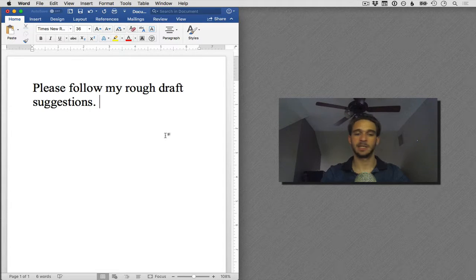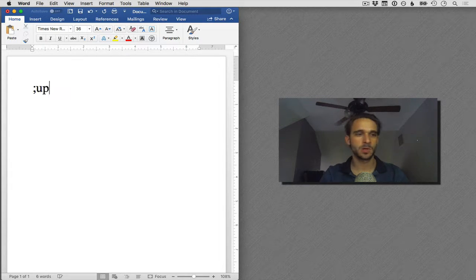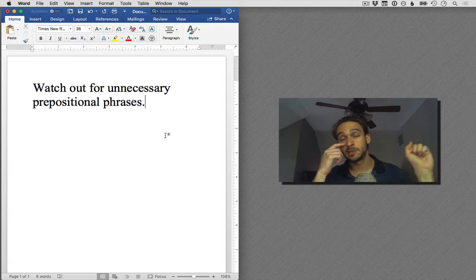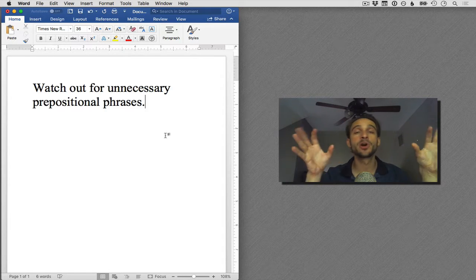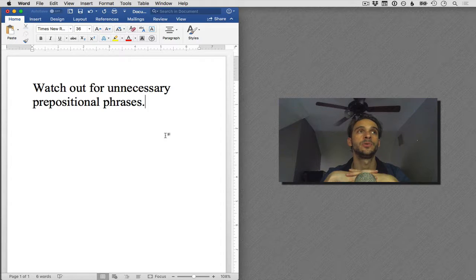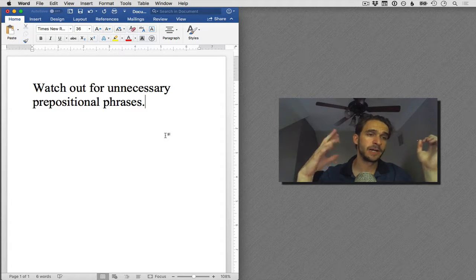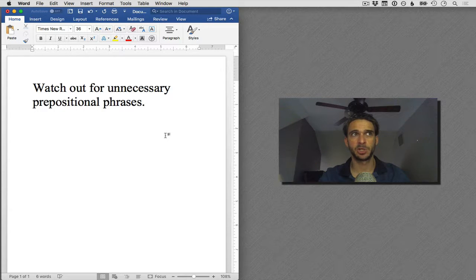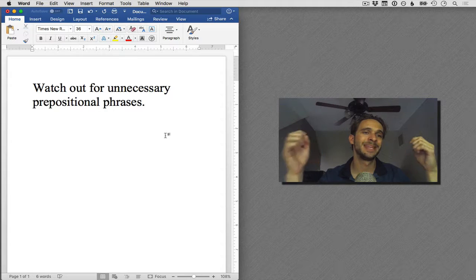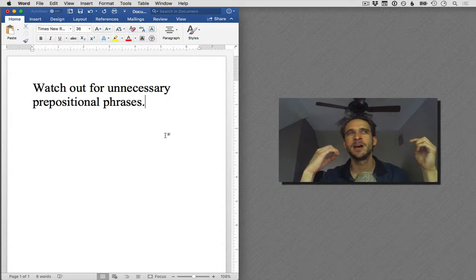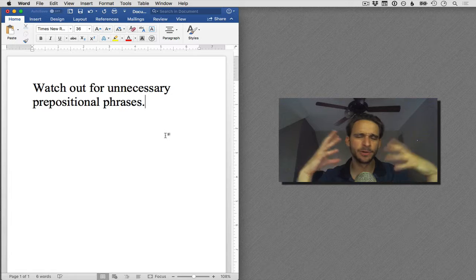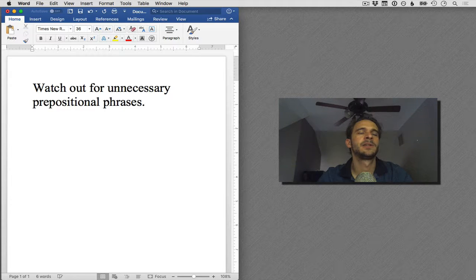All right, let's see. Next, yes, watch out for unnecessary prepositional phrases. So this is a wordiness issue that happens at the sentence level. A prepositional phrase shows ownership or position or relationship, right? So under the table, over the bridge, by the author, right? These different things are prepositional phrases. You want to watch out for these things because very often they're unnecessary and they can really clog up your sentences, right?